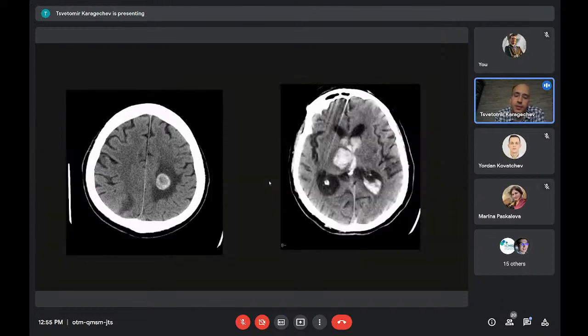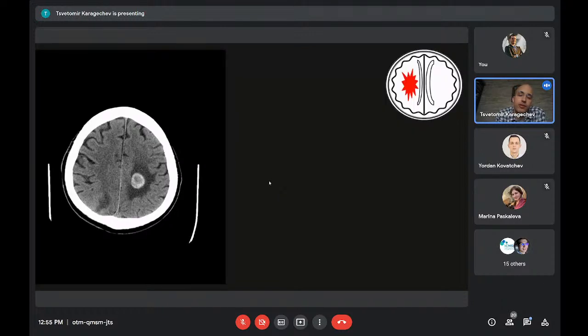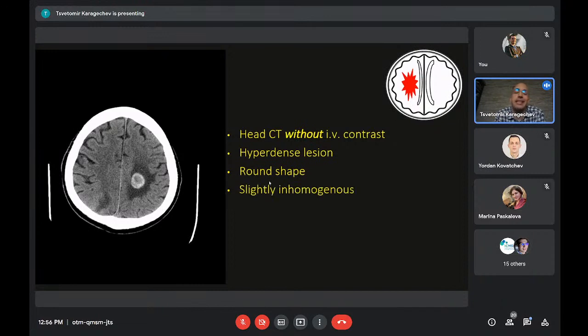But what is the difference between these two cases, the first that I showed you in the beginning and the last one? In order to answer this question, we will go through this image and try to analyze it. This is a head CT without intravenous contrast, a non-enhanced CT. There is a hyperdense lesion in the brain parenchyma. It is round, maybe too round if you look at it. It's almost drawn with a pencil. It's slightly inhomogeneous, and there is a lot of edema, a lot of vasogenic edema. So we think that this is not a quick process.